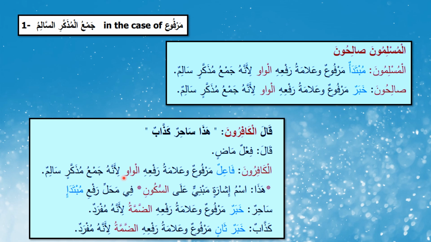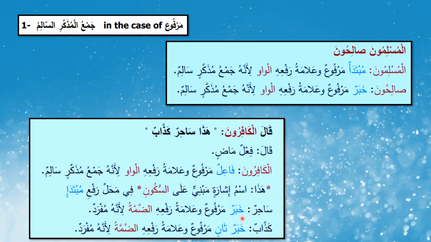Why does it have a waw? Because, li'annahu means because, li'annahu jam' muzakkar salim. هذا اسم الإشارة، مبني على سكون في محل رفع مبتدأ. Now when we ask why it is mubtada: our verbal sentence ends here with kafirun, and after this another new sentence starts, and this starts with ism, since ism al-ishara falls in ism. So this is our new sentence. That's why haza is in the position of mubtada.